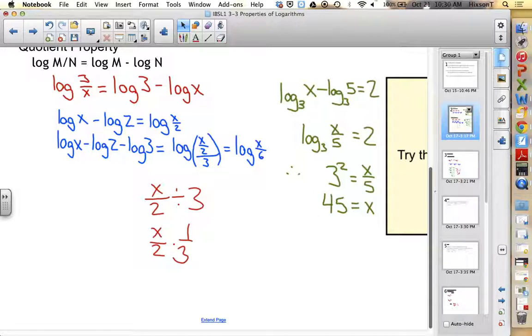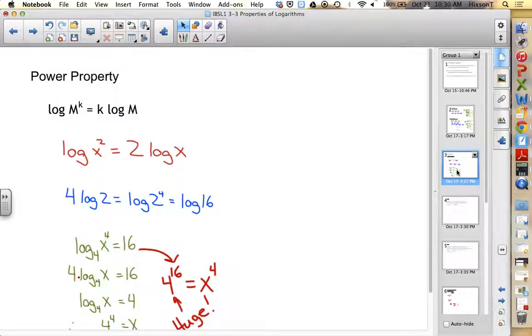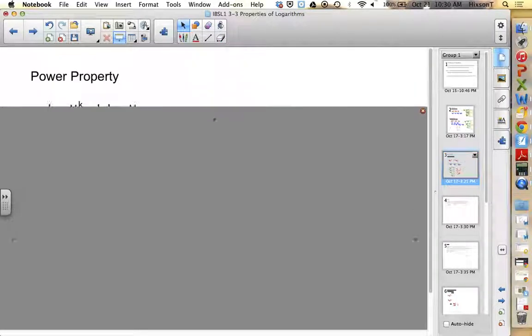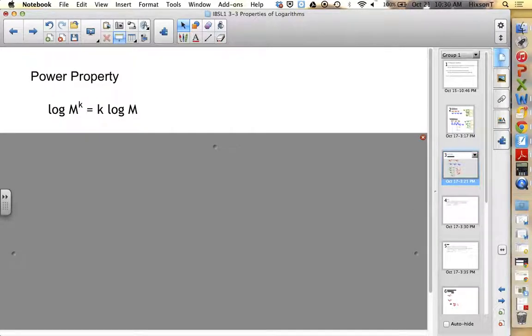Do we have any questions about that one? Okay. Alright. There is one more, and this is one that a couple of you mentioned earlier. It's the power property. Okay? The power property. The log of m to the k power equals k times the log of m.